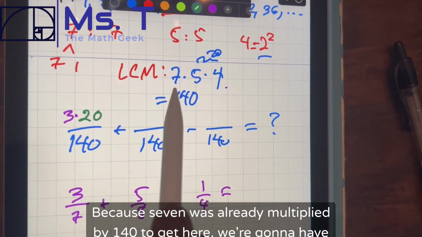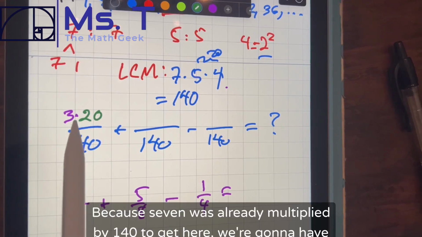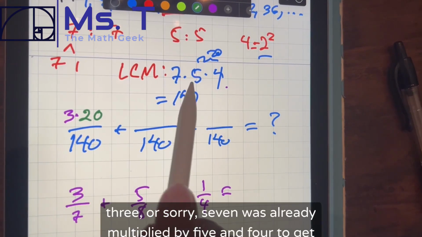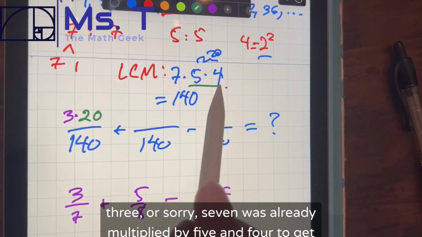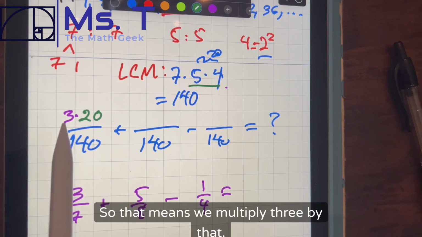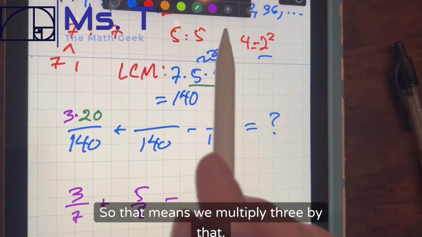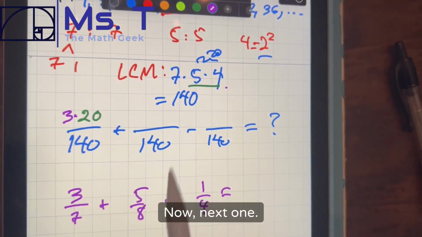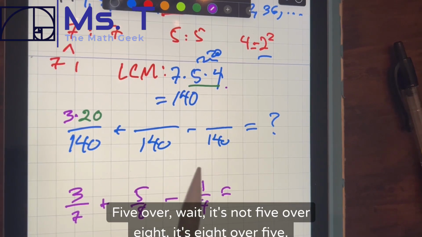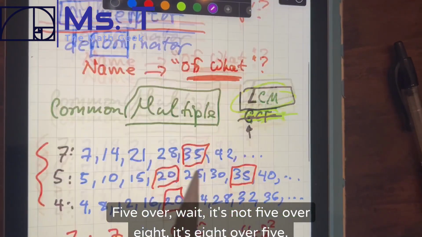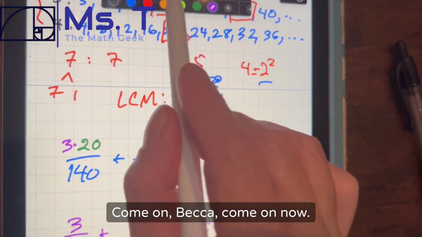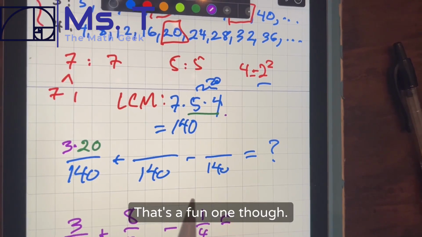Because 7 was already multiplied by 5 and 4 to get here, that means we multiply 3 by that. Now, next one. It's not 5 over 8, it's 8 over 5. Come on, Becca. Come on now. That's a fun one, though.